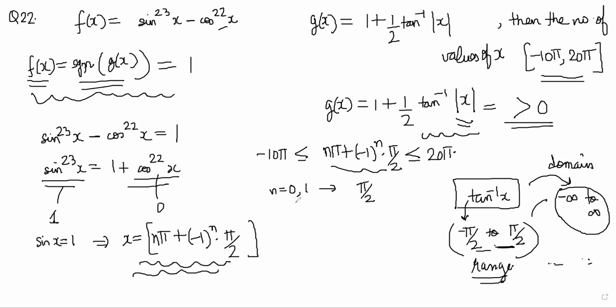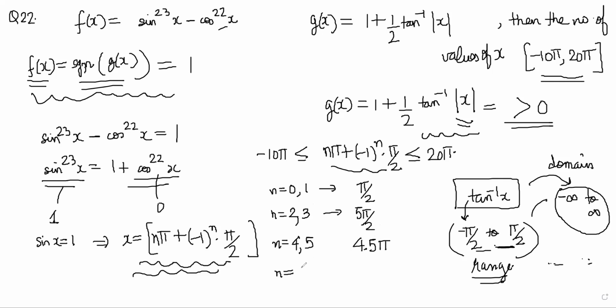And 2 gives 2 pi plus pi by 2, and 3 gives 3 pi minus pi by 2, which is the same thing, 5 pi by 2. 2 and 3 give the same thing. 4 and 5 will similarly give the same thing, 4 pi plus pi by 2, so 4.5 pi.